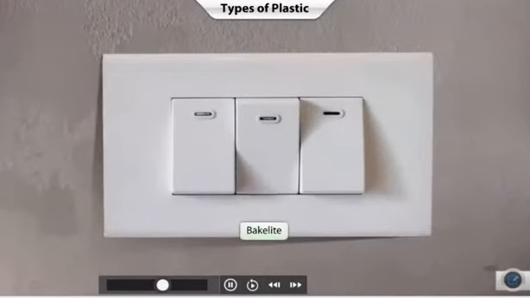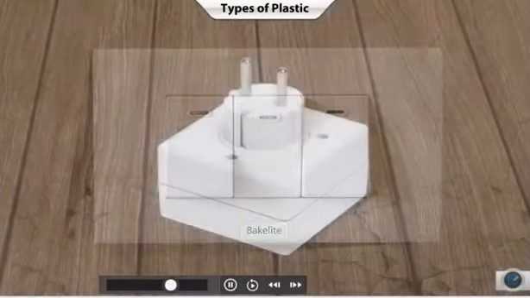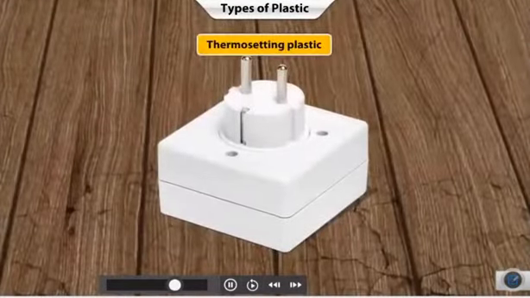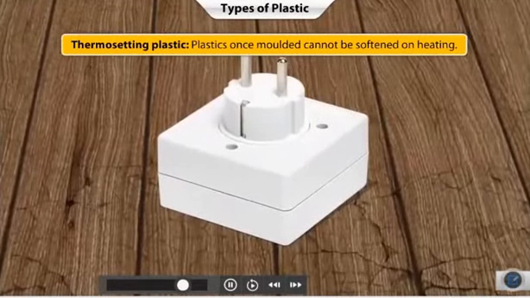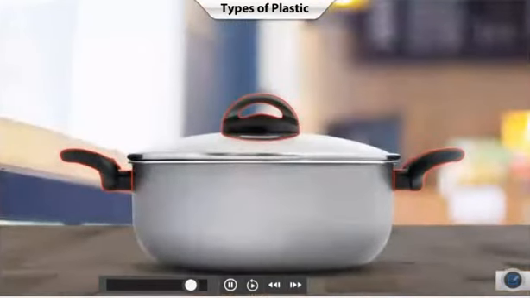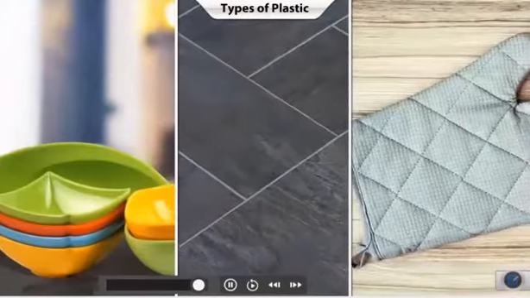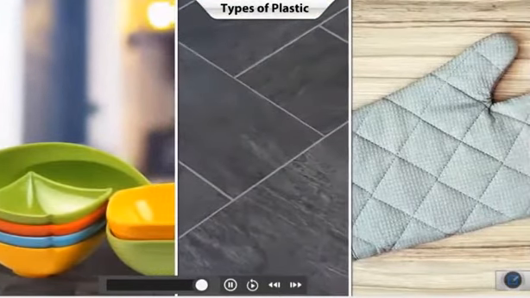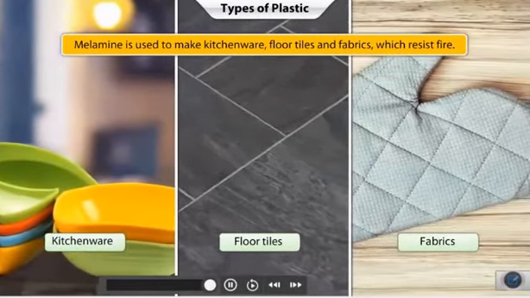The electric switches are made of bakelite because it is a poor conductor of heat and electricity. Bakelite is an example of thermosetting plastic. This type of plastic, once molded, cannot be softened on heating. Another example of thermosetting plastic is melamine. It can resist fire and tolerate heat, hence it is used to make kitchenware, floor tiles, and fabrics which resist fire.